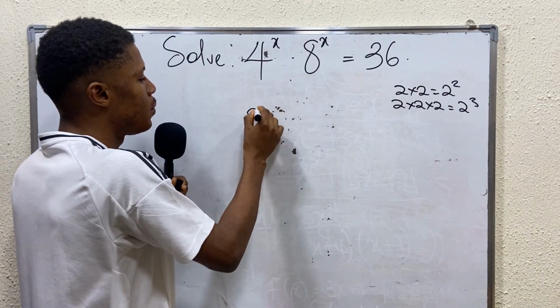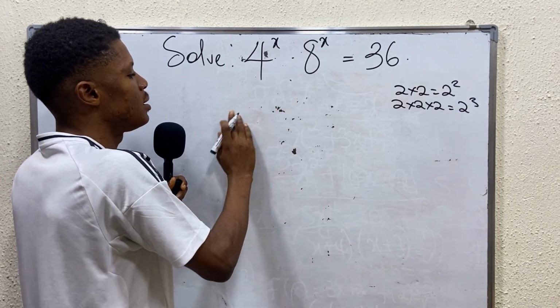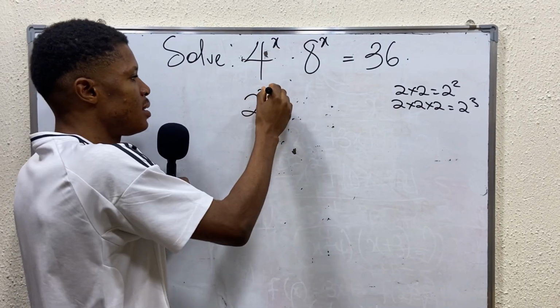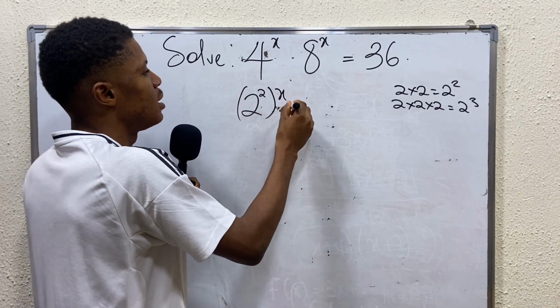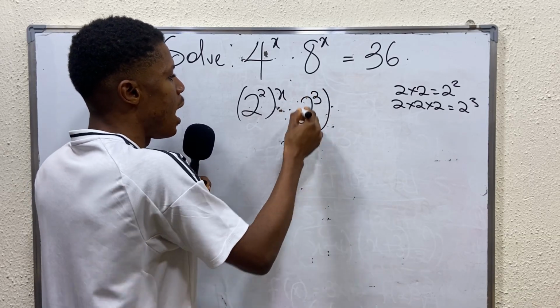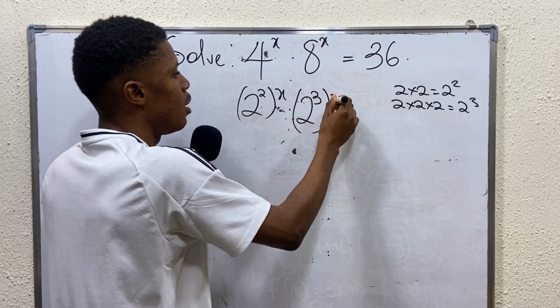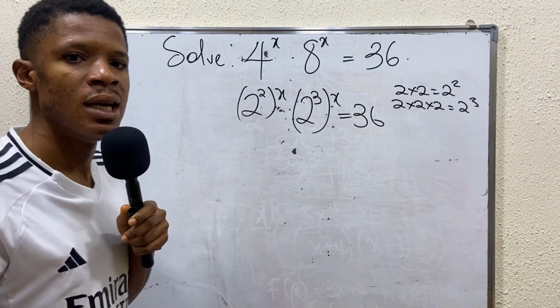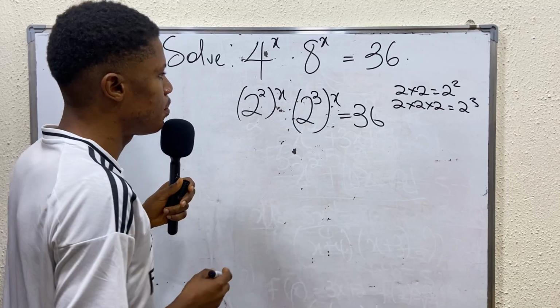So for 4, I'll write it as 2 to the power of 2. Then we have already existing power x. I'll put it. Then times 8 is 2 to the power of 3. I have already existing power x. I'll put it, and that's equals to 36. Then the next thing I have to do is to simplify.